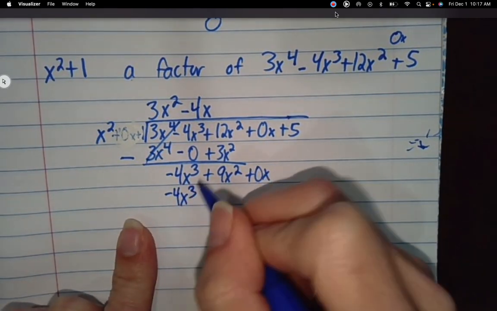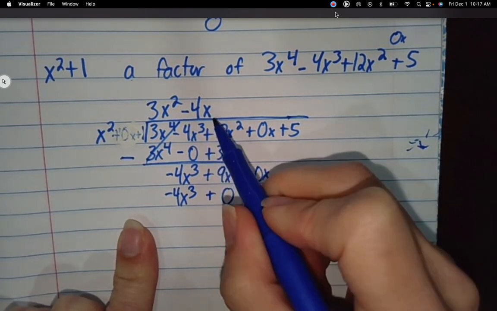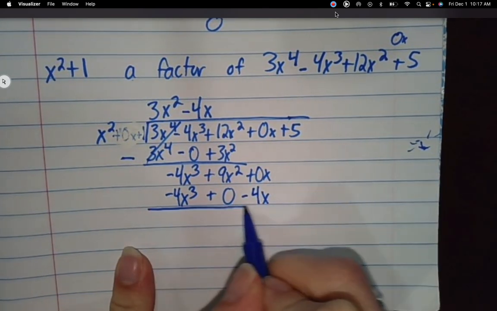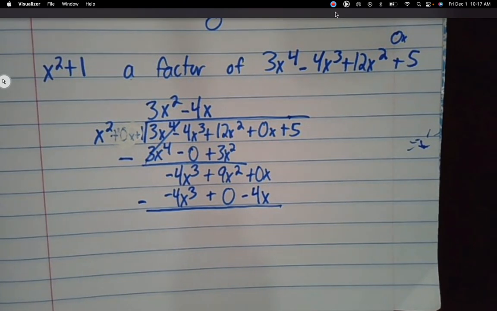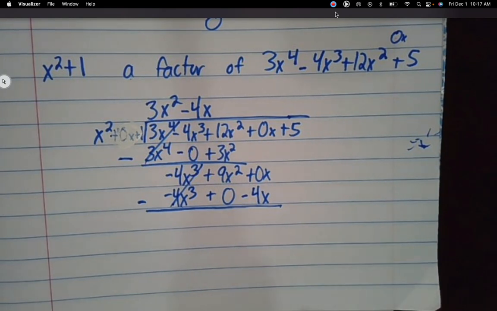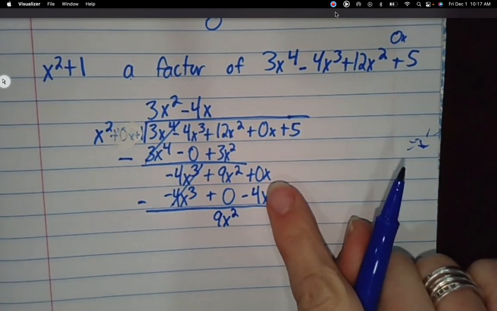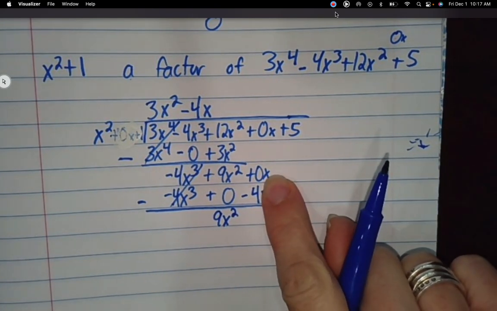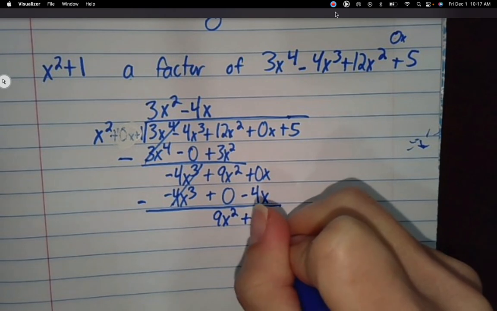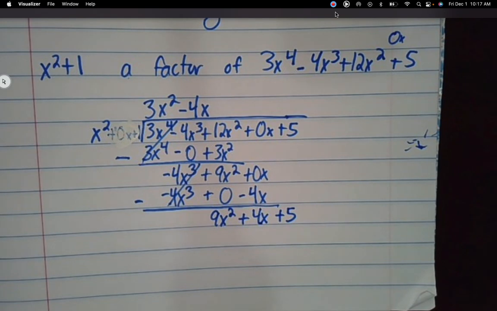Negative 4x to the 3rd. When we multiply it times 0, it's what? 0. And what's negative 4x times 1? Negative 4x. And I'm subtracting everything again, so those cancel out. What's 9x squared minus nothing? 9x squared. Be careful on this one. What is 0x, or 0, minus negative 4? It's a positive 4x there. And then you always just bring one down. This one was a little bit harder, wasn't it?